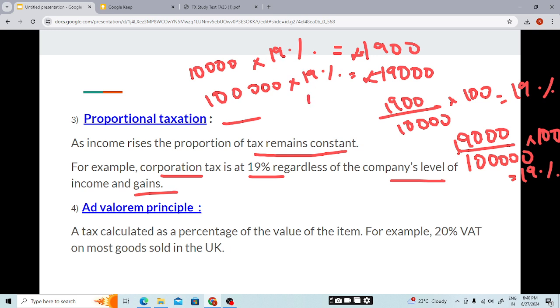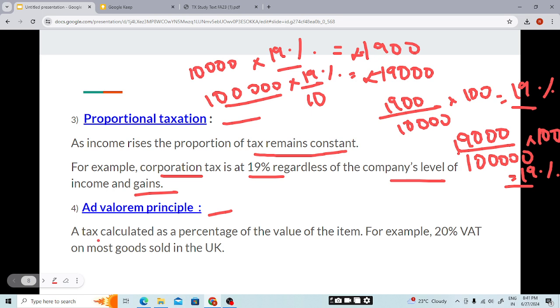19, it will become 10. And when we come to proportional taxation, it means the proportion of the tax you are paying on the income will be the same, 19% and 19%. That is, whenever you calculate the proportion, you are also paying the same. And the last is the ad valorem principle.